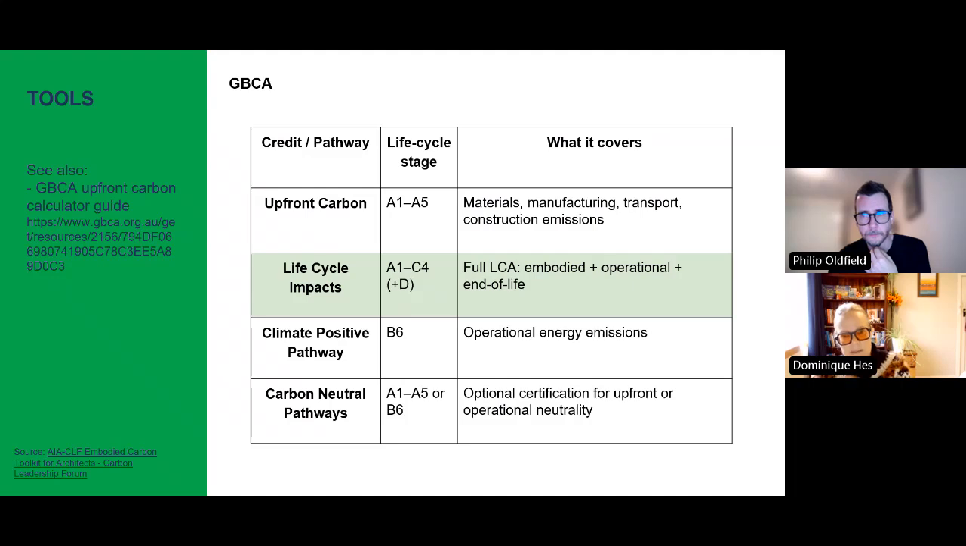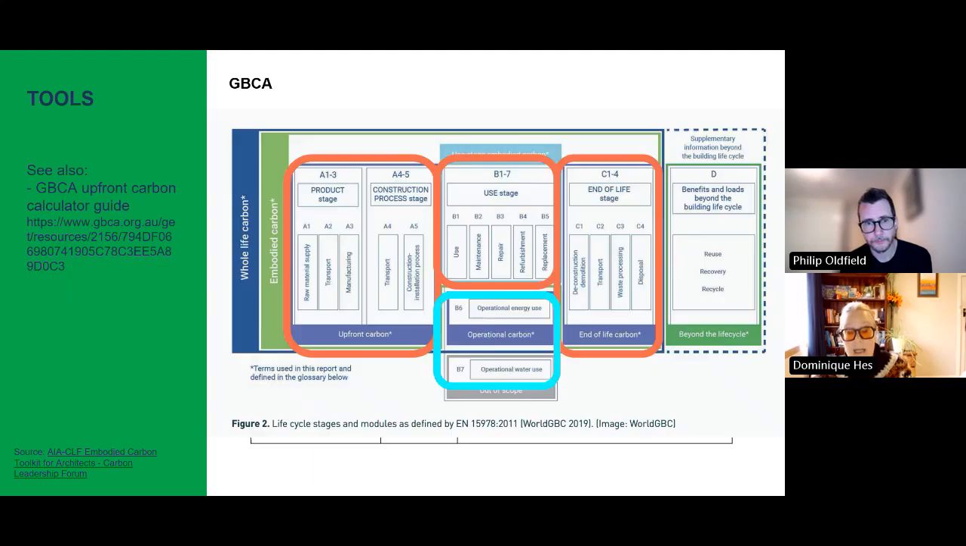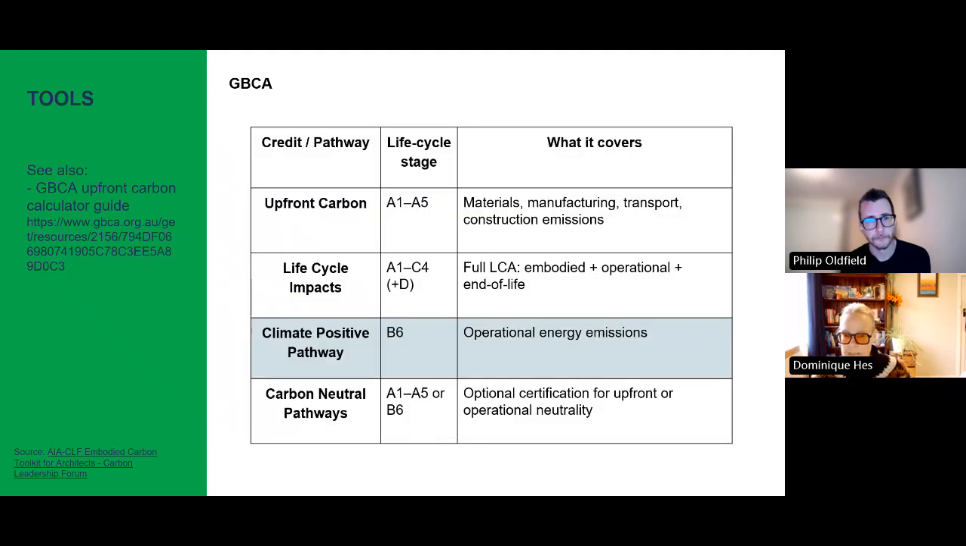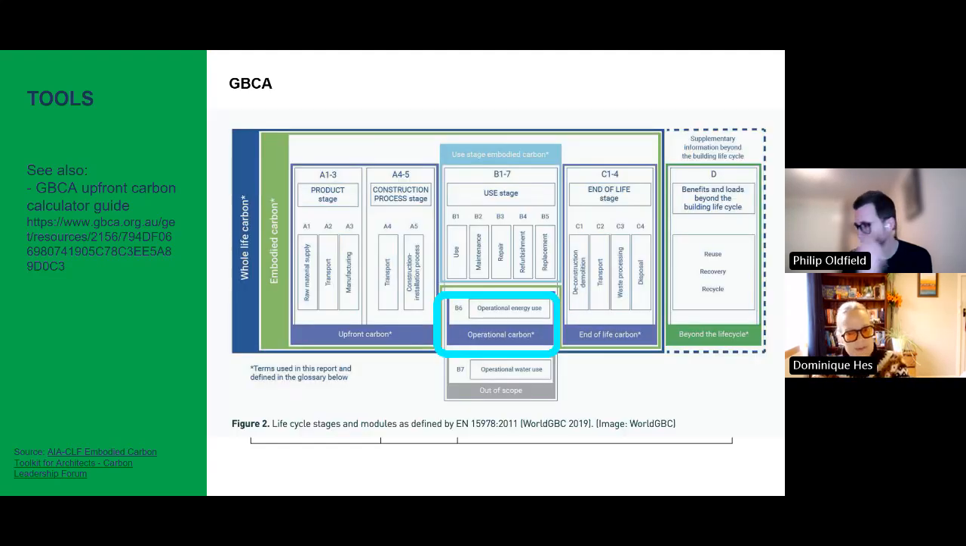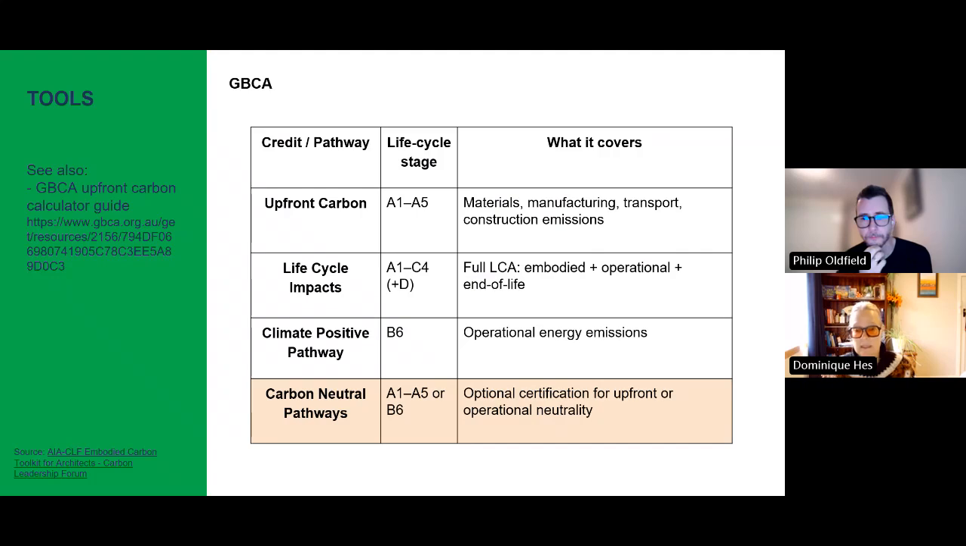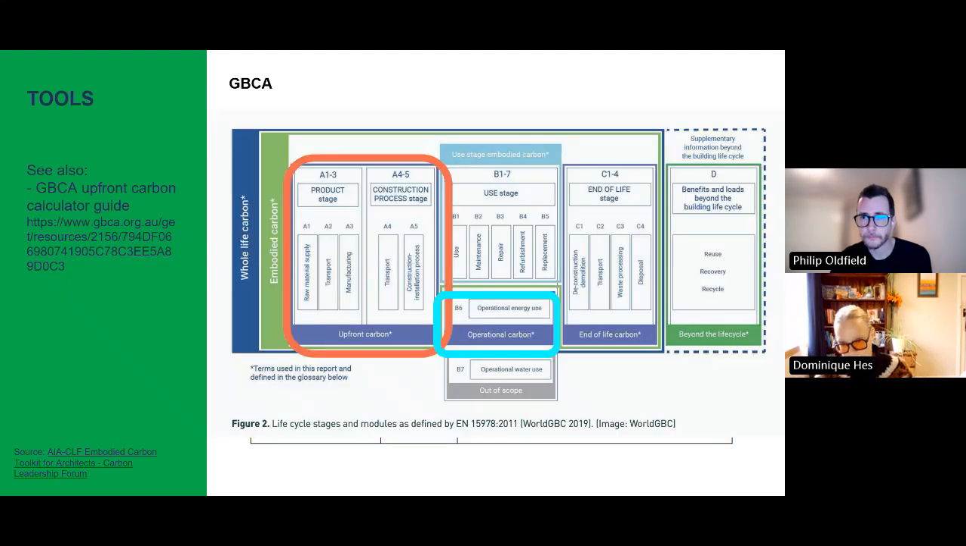If you're going for the whole life cycle impact, then it's taking A1 to C4 plus D, so it's looking at everything. So it's looking for all of the materials across A to C, but it's also bringing in that operational energy use and the energy use for the materials for the water side of things. A climate positive pathway, that is B6, and so that is just narrowing into the operational energy bit. So that is demonstrating that it will be offset and renewables based. And then the last one is your carbon neutral pathway for everything, which is, how do we take the upfront, the life cycle and the climate positive and bring it all together and offset everything. So that's what we've got there.